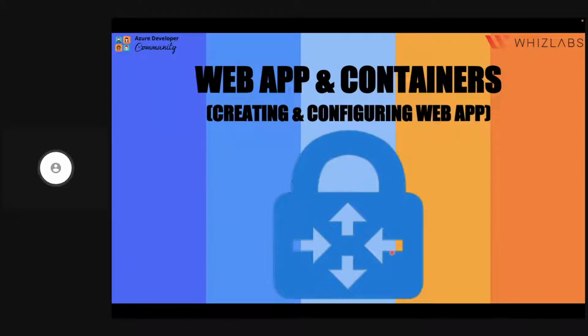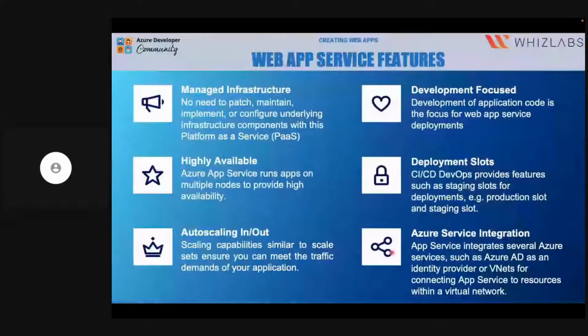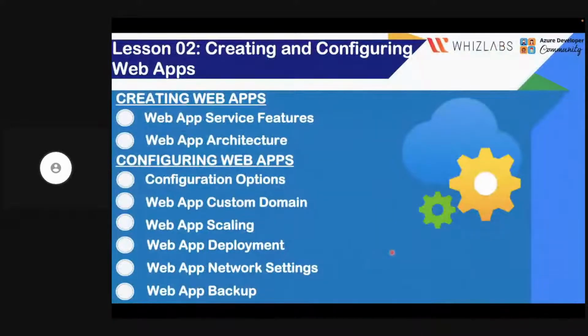Now let's see how to create web apps. So now we created an app service plan, but inside the app service plan we need to create web apps, right? That will be the next section. So here we'll be seeing what all the features of web app are, and the web app architecture. Then we will see the configuration part, like configuring a custom domain. Auto scaling will be there. Deployment options, deployment slots are there. You can configure networking options, and you can even configure the backup options that are there.